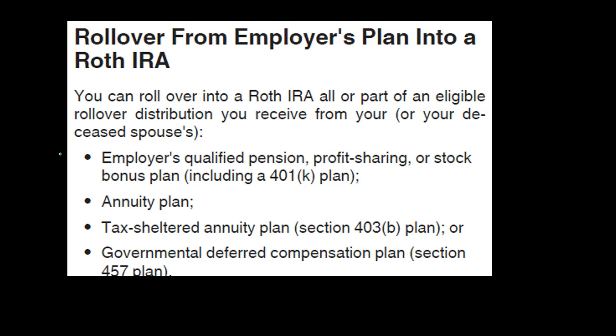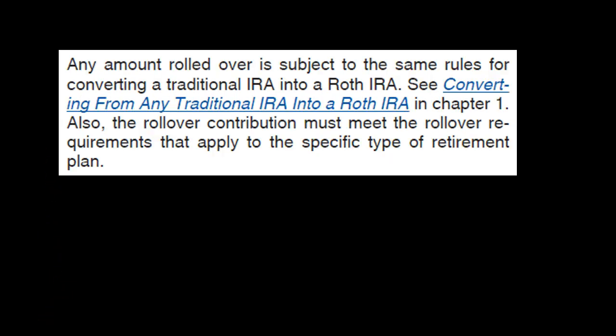Rollover from an employer's plan into a Roth IRA. You can roll over into a Roth IRA all or part of an eligible rollover distribution you received from your or your deceased spouse's employer's qualified pension, profit-sharing, or stock bonus plan, including a 401(k) plan, annuity plan, tax-sheltered annuity plan, section 403(b) plan, or governmental deferred compensation plan, a section 457 plan. Any amount rolled over is subject to the same rules for converting a traditional IRA into a Roth IRA. See Converting from any traditional IRA into a Roth IRA in Chapter 1.